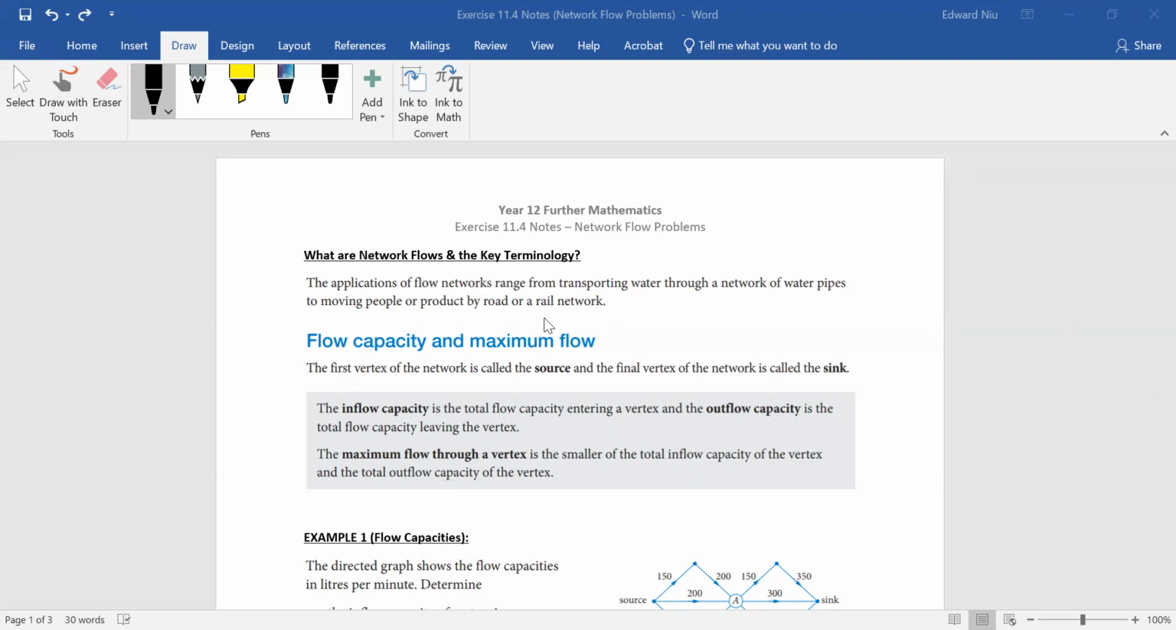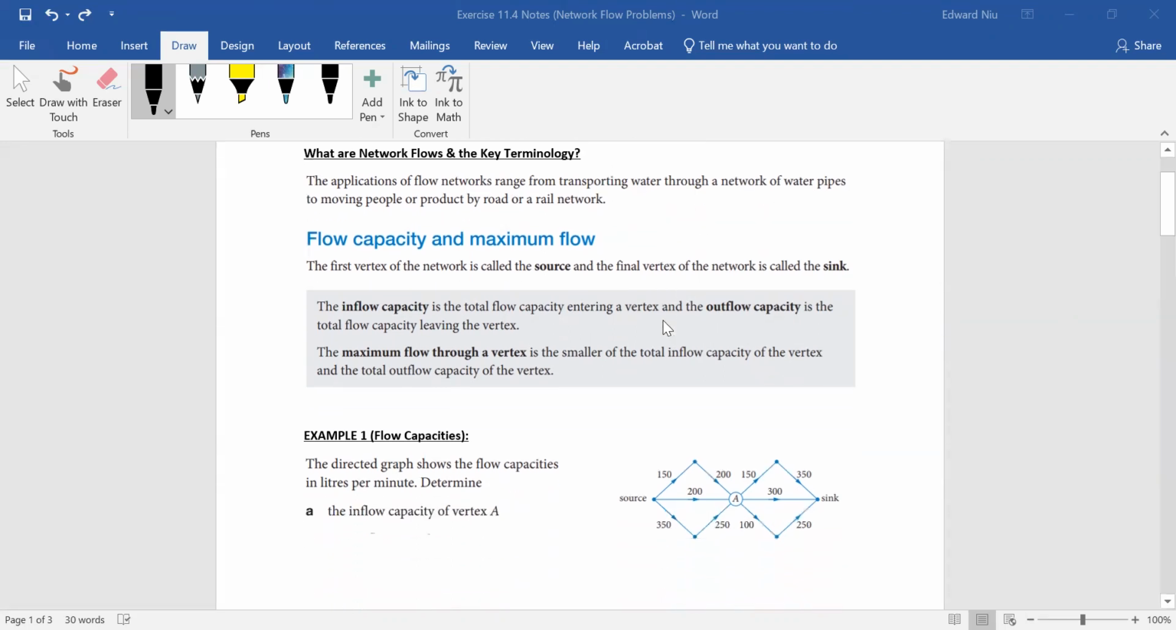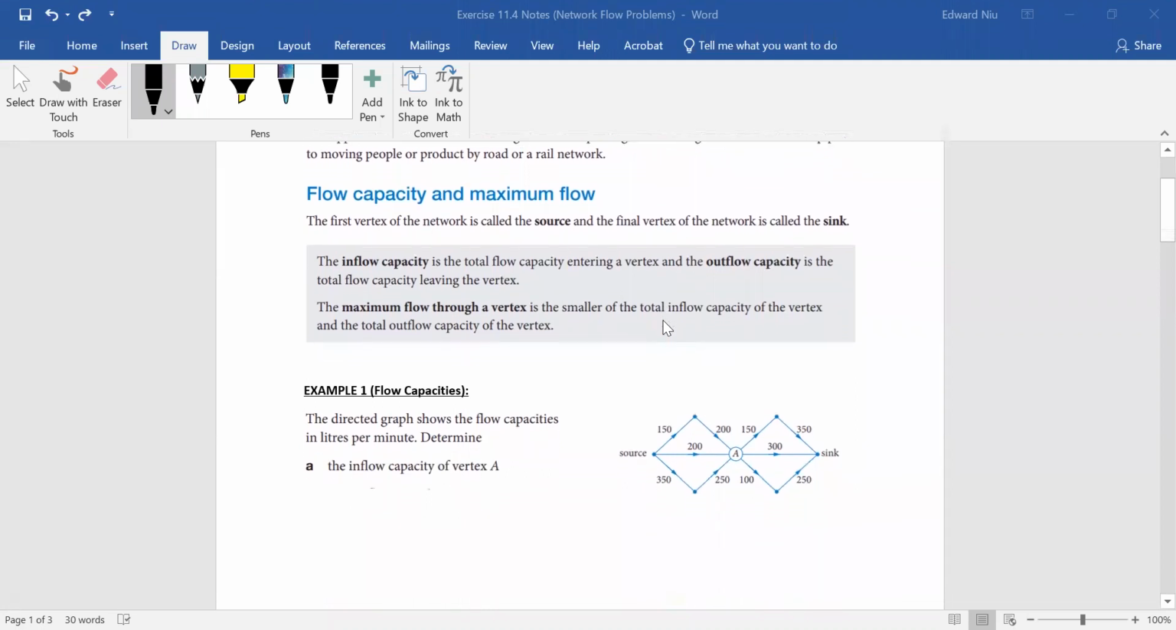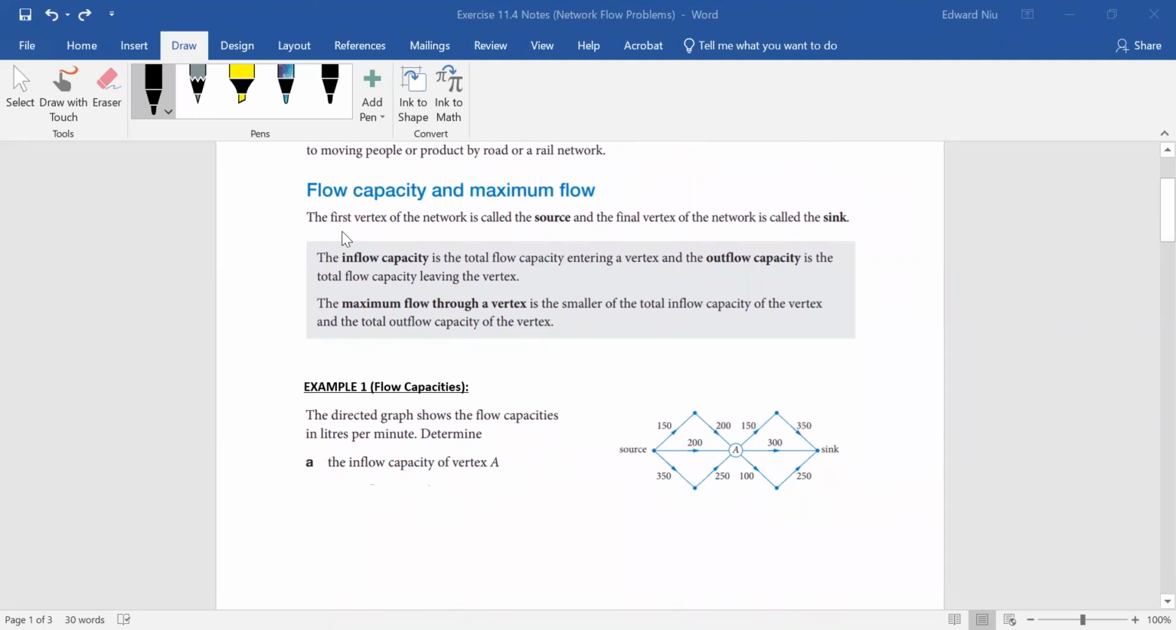So like for speed, or liters of water. Flow capacity and maximum flow. There's some key terminology we need to know. The first vertex or the start is what we call the source. Where the network ends is going to be the final vertex. That's called the sink. The inflow capacity is the total flow entering a vertex, whereas the outflow capacity is the total volume or kilometers leaving a vertex. The maximum flow through a vertex is the smaller of either the inflow or the outflow.